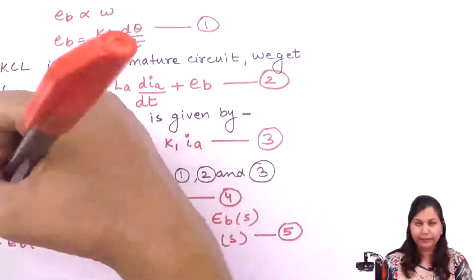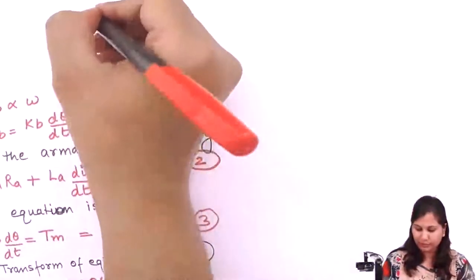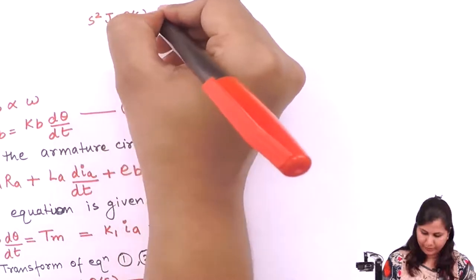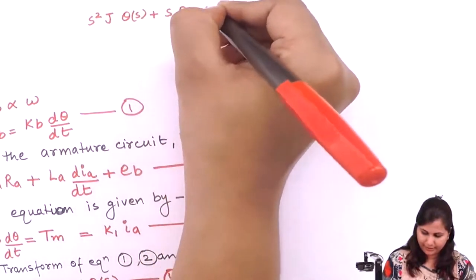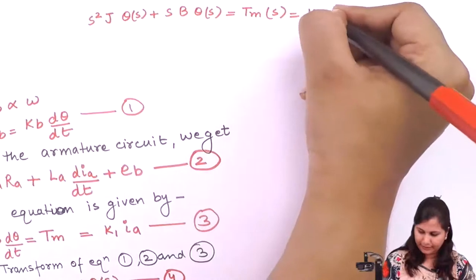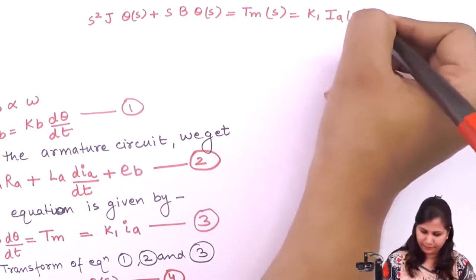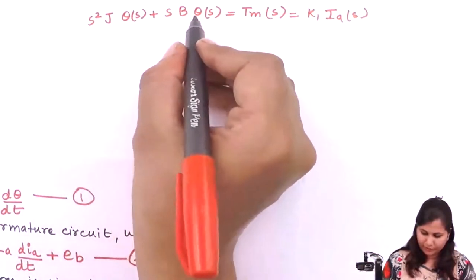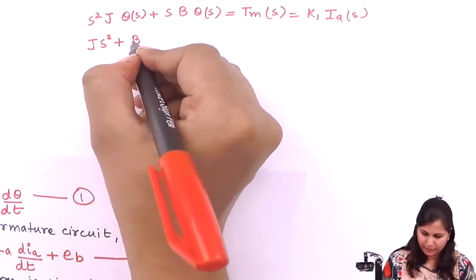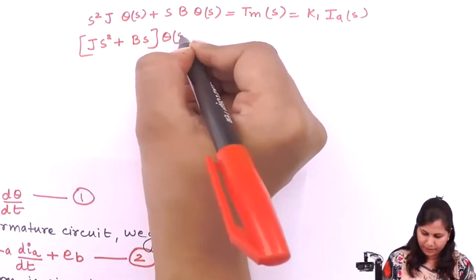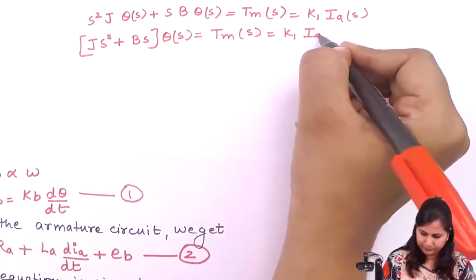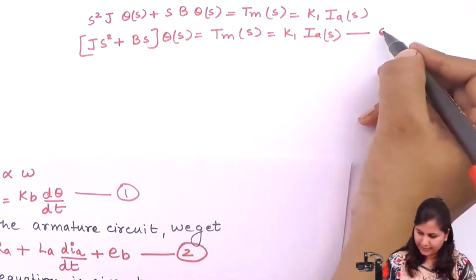this is J d2 theta by dt square, so its Laplace transform will be S square J theta S plus S B theta S equals TM S, and K1 IAS. So if we take theta S as common here, it will be (J S square plus B S) theta S equal to TM. Number this equation as sixth.